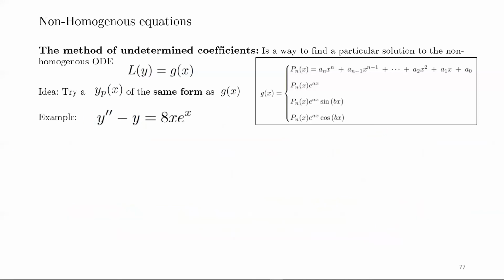Let's look at another example here. So I have another second order equation with constant coefficients, linear equation with constant coefficients. It's non-homogeneous. We have this term 8x multiplied by e to the x here.